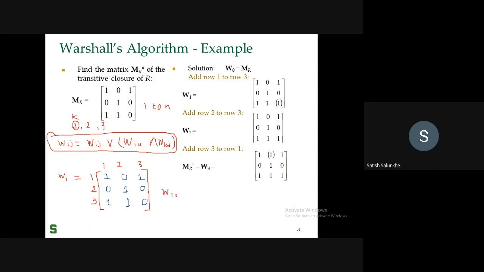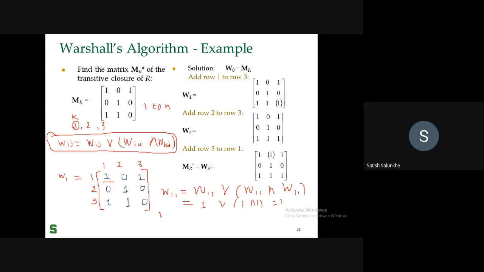This is 1 1. That is equal to W original 1 1 or W k value is also 1, that is 1 1, and W 1 1. So what is the result? Original W11 is 1, or this is also 1 and 1. So 1 and 1 is 1, 1 or 1 is 1. So this will remain as it is, no change.